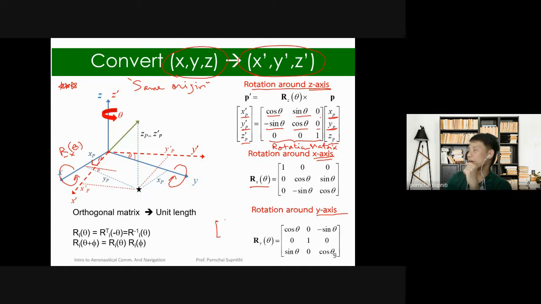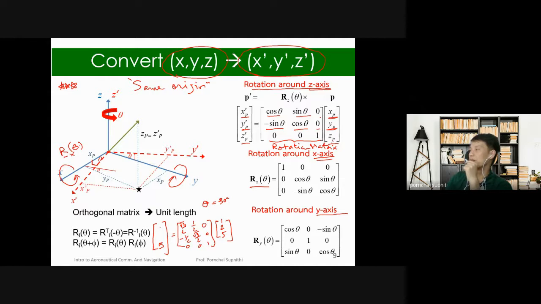Let's say that initially you have xyz equal to 2, 1, 5, and theta is 30 degrees. You want to know the new position in the new coordinate. So you can just put cosine of 30, which is square root 3 over 2, sine theta 1/2, 0, minus 1/2, square root 3 over 2, 0, 0, 0, 1. We know that for z you get the same thing, so you don't change.